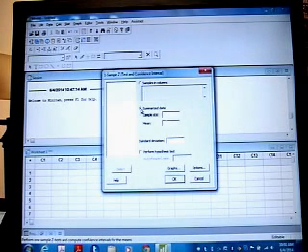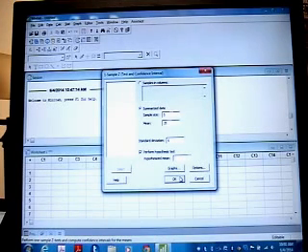In this case, they gave us the sample size, which was 5. They also gave us the mean, which is 20. And then we want to go ahead and perform a hypothesis test. Now the standard deviation, I believe, they also gave us as 6. And then we hit OK.